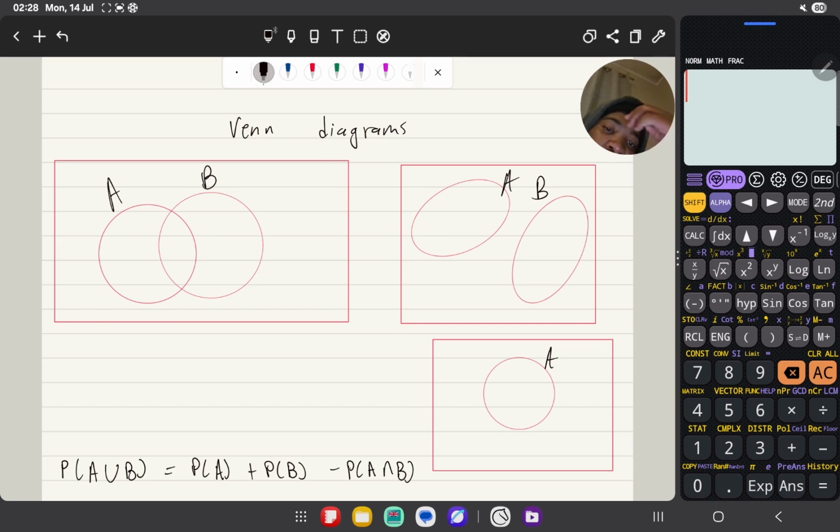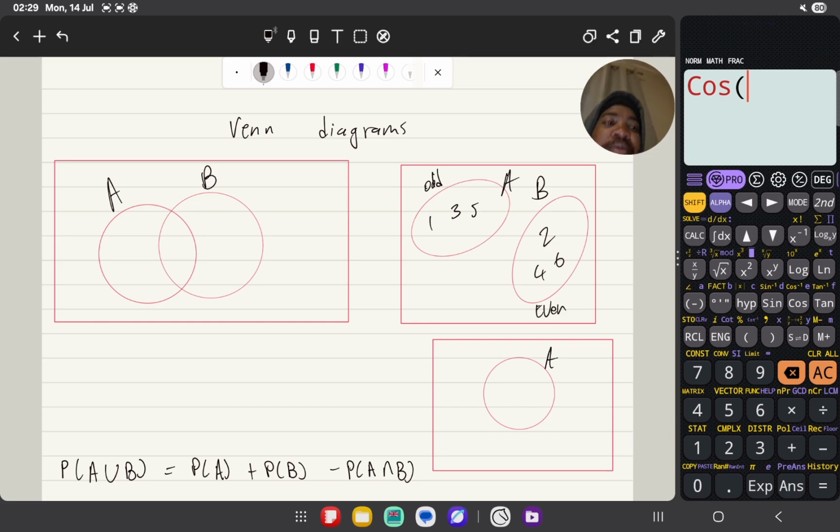Each circle, for example, let me start with this one. Inside A, these are all possible events A. Inside B, these are all possible events B. A good example: you have a die. Event A is an odd number, event B is an even number. Therefore here you're going to have 1, 3, 5, and here you're going to have 2, 4, 6. Do you understand?